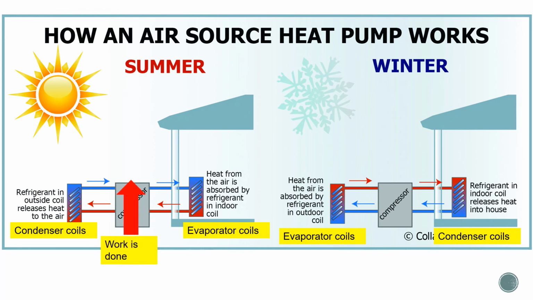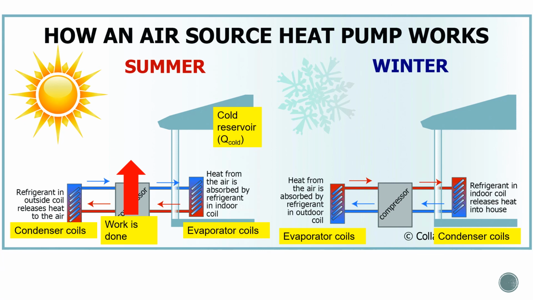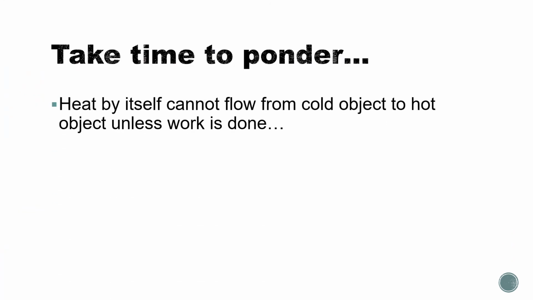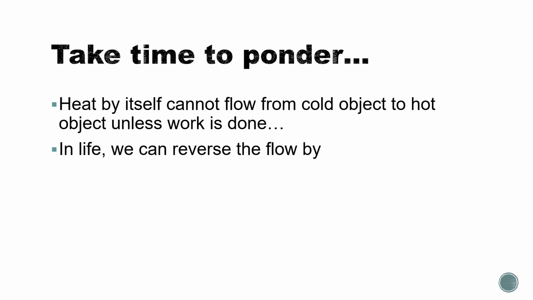During summer, work is done so that heat will flow from the cold reservoir inside the house to the hot reservoir outside the house. During winter, the compressor does work in order for heat to flow from the cold reservoir outside the house to the hot reservoir inside the house. Take time to ponder. Heat by itself cannot flow from cold object to hot object unless work is done. In life, we can reverse the flow by doing work.